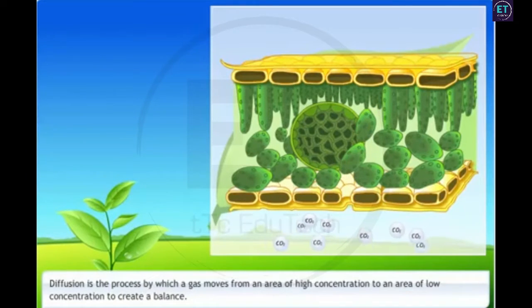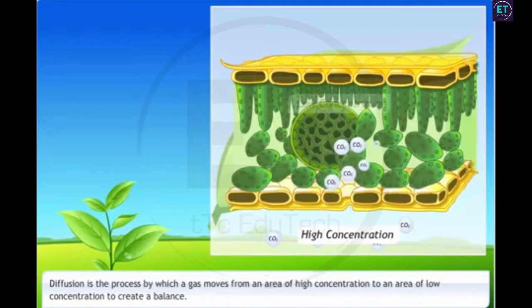Diffusion is the process by which a gas from an area of high concentration will move to an area of relatively low concentration until an equilibrium is reached.